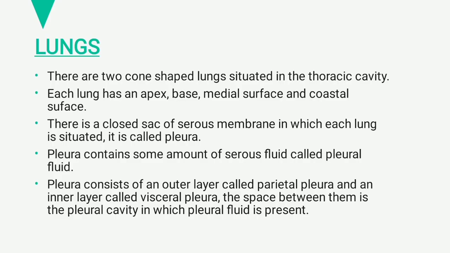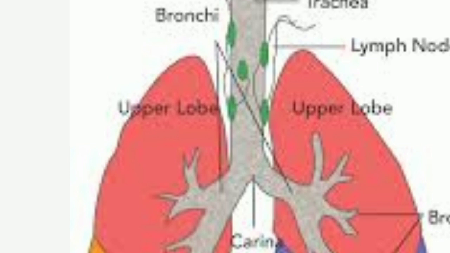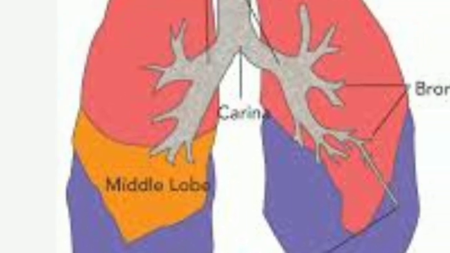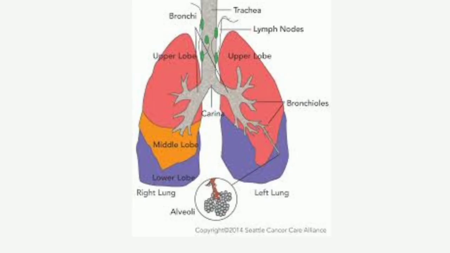Each lung has an apex, base, medial surface and costal surface. So this top of the lung is known as apex. This is the base, and the surface that we are looking at right now is the costal surface, and the posterior one is the medial surface.